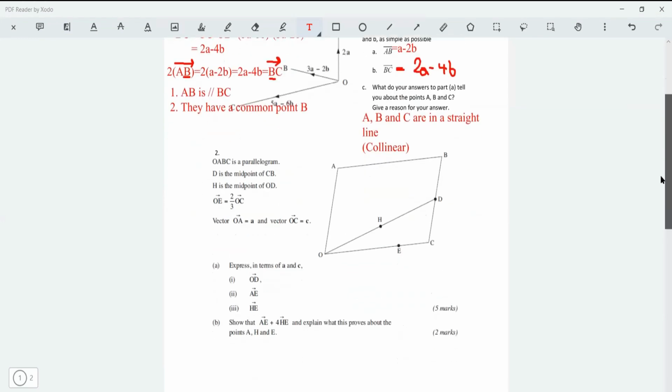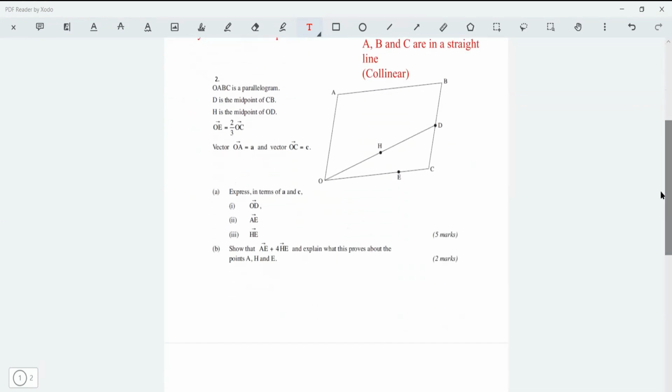Nice and easy. Let's have a look at number two. Number two says OABC is a parallelogram and D is the midpoint of CB. It tells us that H is the midpoint of OD. It says OE is 2 over 3 times OC, and it says OA is A.